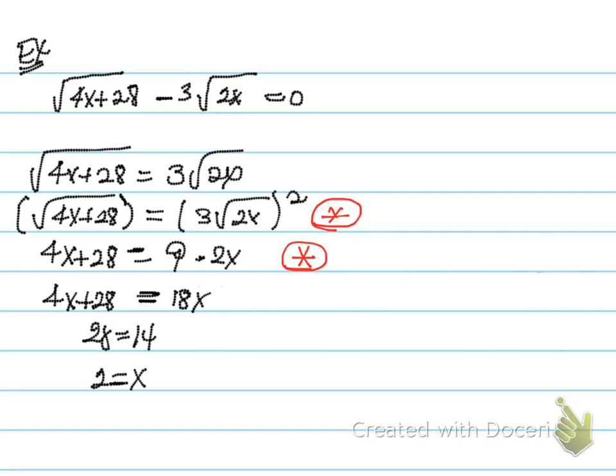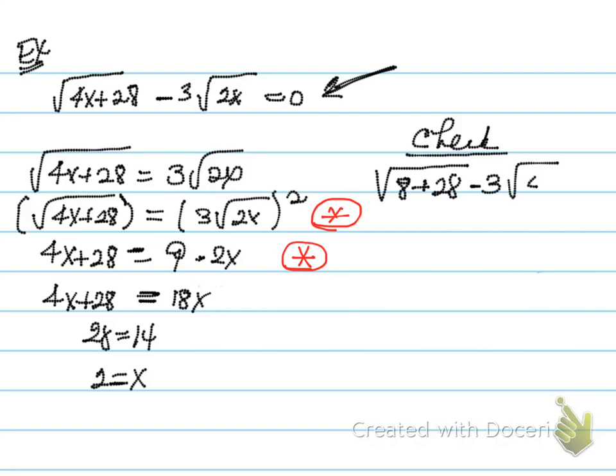Check. Back here at your original, this is where you're plugging your value of 2 in. We have the square root of 4 times 2, that's 8, plus 28, minus 3 times the square root of 2 times 2, or 4, and you want to know if that equals 0.